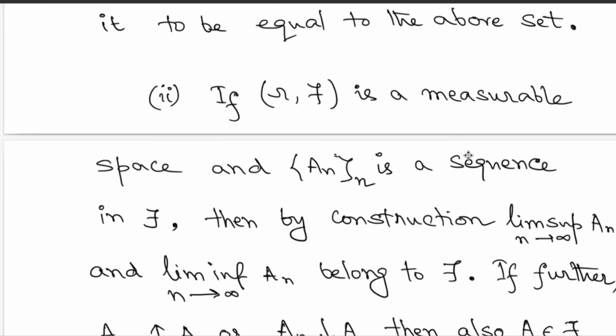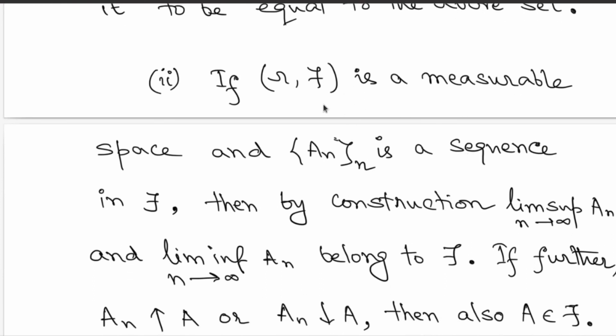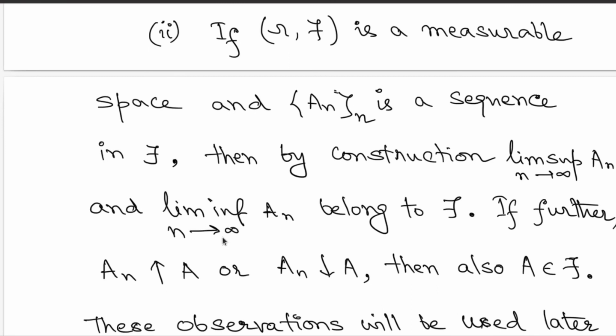And another important observation, take a measurable space. So that means script F is a sigma field on this non-empty set Omega. And if you have a sequence of sets in the sigma field, then the construction of limit superior and limit inferior involves certain countable unions and countable intersections. You will immediately claim that since a sigma field script F is closed under countable unions and countable intersections, the limit superiors and limit inferiors must belong to script F. So again, this follows immediately from the definition of a sigma field.